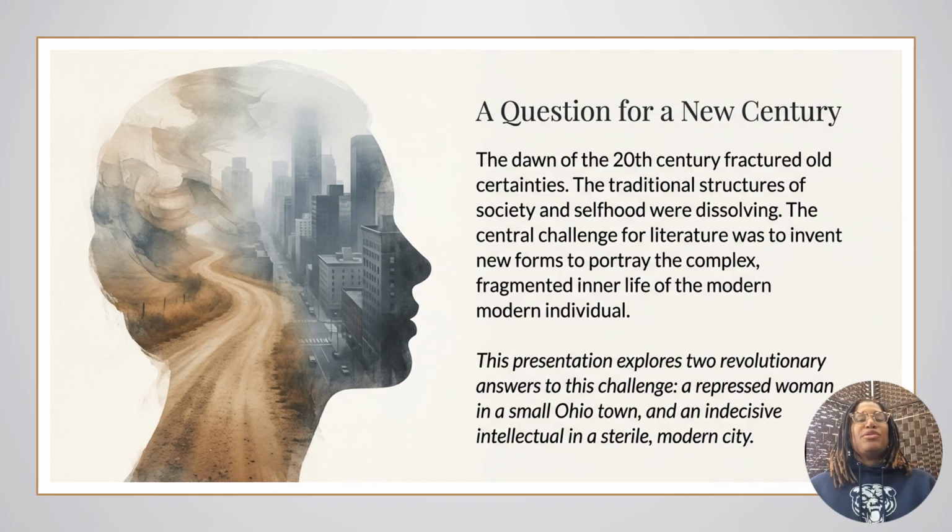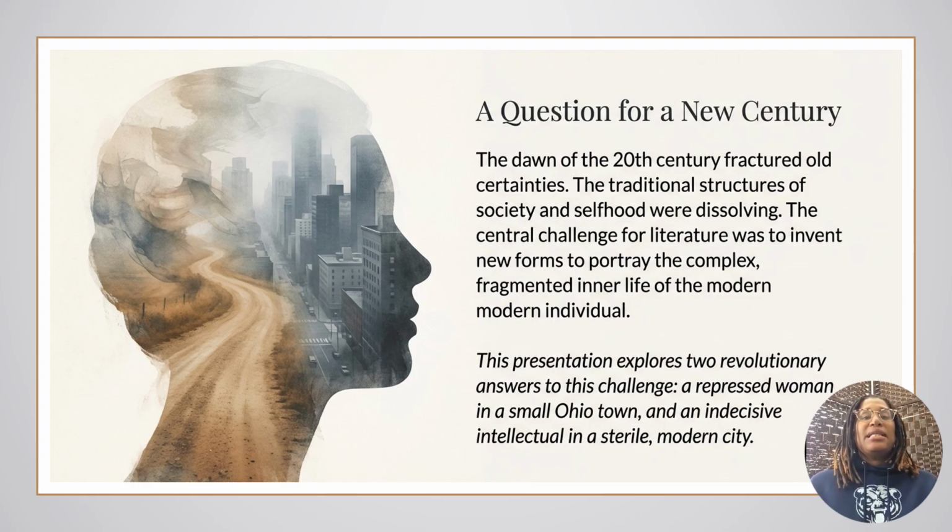Look at the image on the left. The silhouette holds both a rural road and a modern skyline. That is the transition we are tracing from small town structures to the modern city and its anonymity.